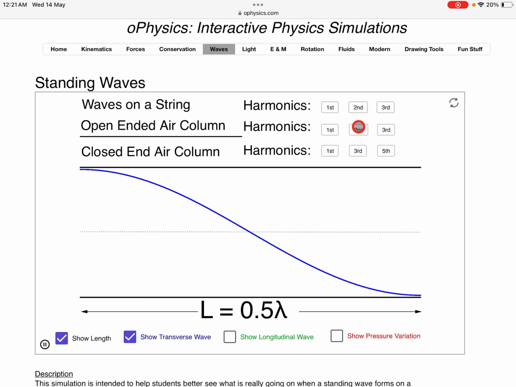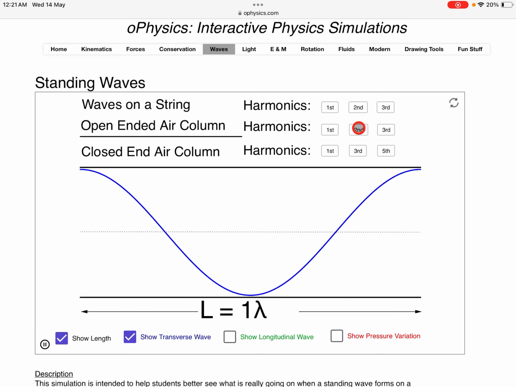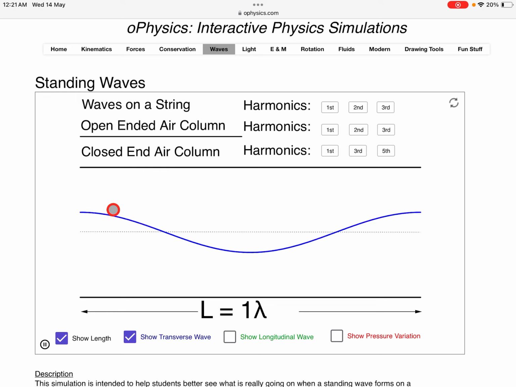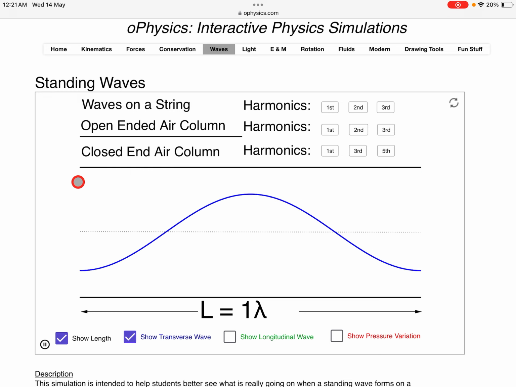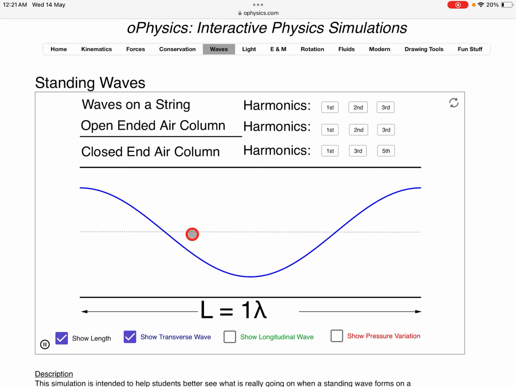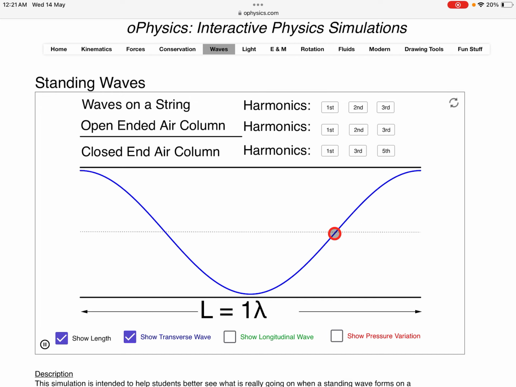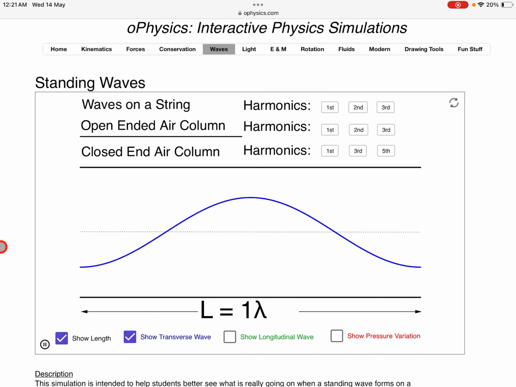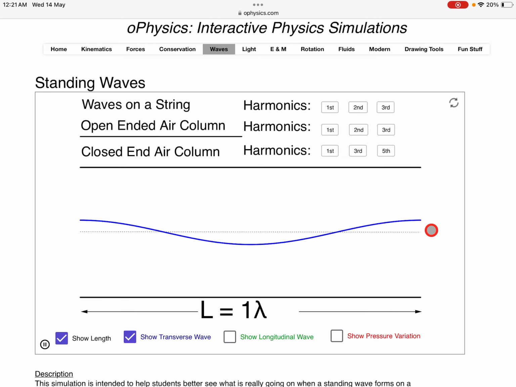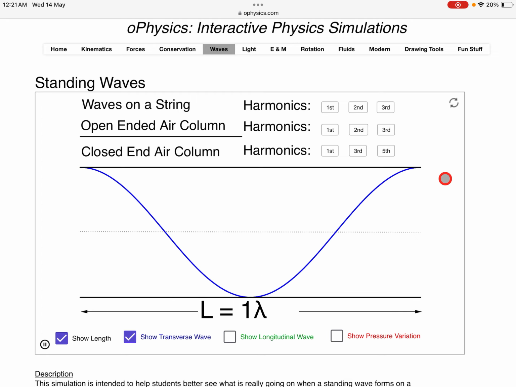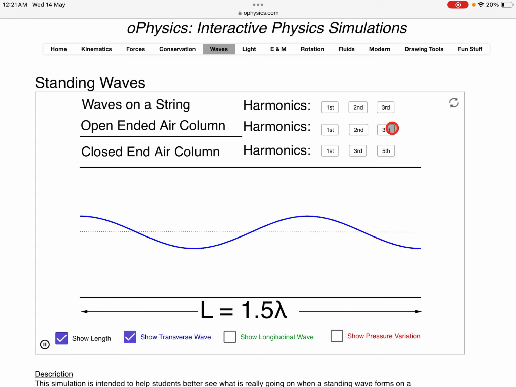Let's take a look at the second stationary wave, or what they call the second harmonic. Likewise, this is the second stationary wave. There will be an antinode here, a node here, an antinode here, a node here, and an antinode here. So this is one full wavelength, because from here to here you can see it's one full wavelength.